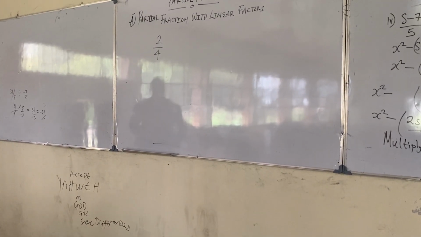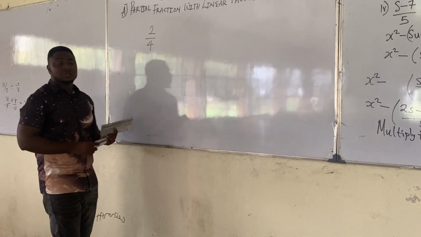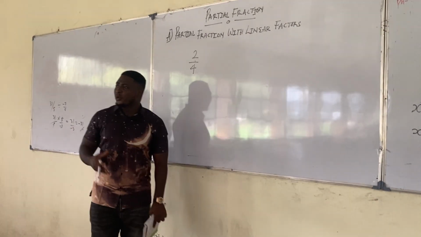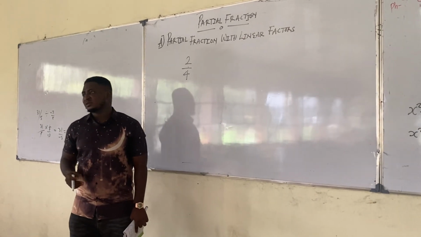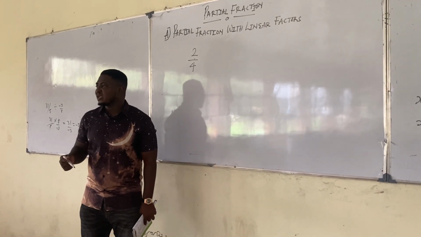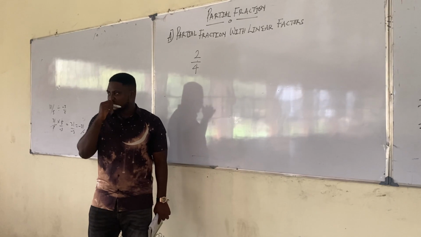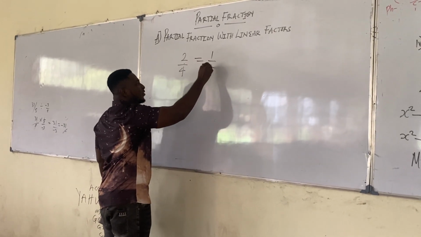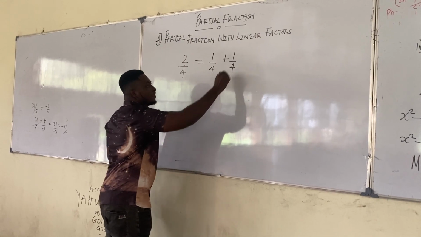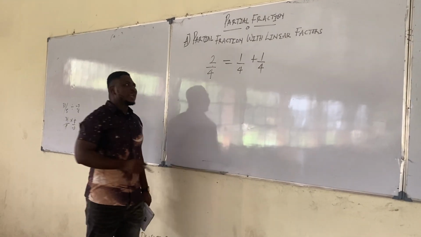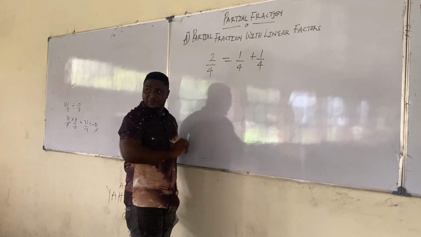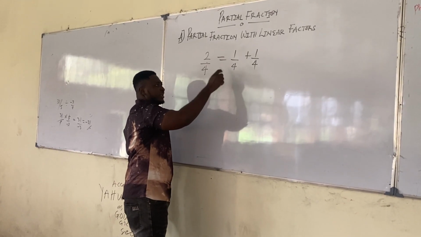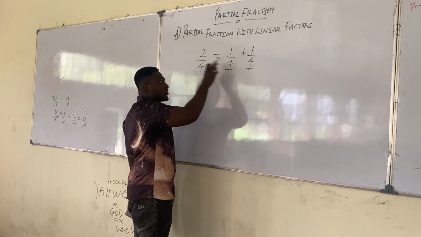Every fraction has numerator and denominator. Class, every fraction can be decomposed into component fractions. And those component fractions are what we call the partial fraction of that particular fraction. Class, are you aware that 2/4 can still be written as 1/4 plus 1/4? Are you aware that if you add up 1/4 plus 1/4, you're going to have 2/4? If these two fractions can be added up to give this fraction, then these two fractions are said to be partial fractions of this fraction.